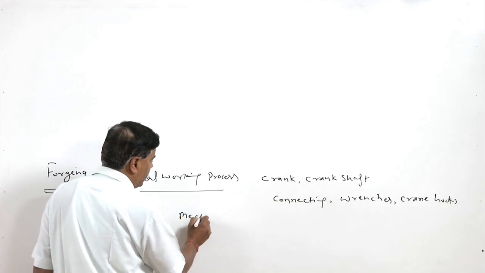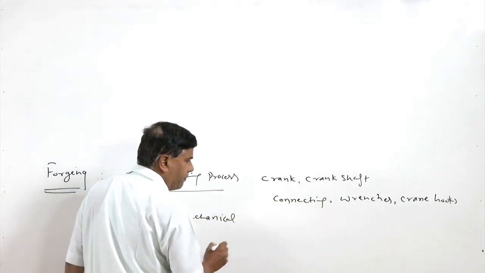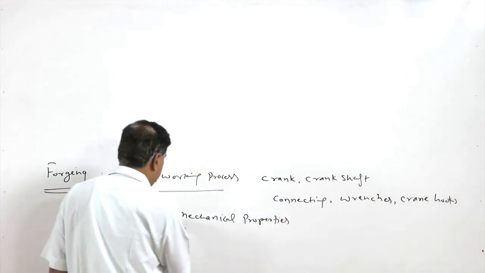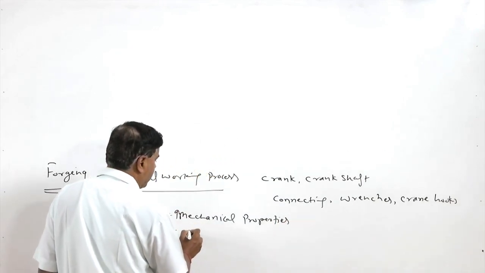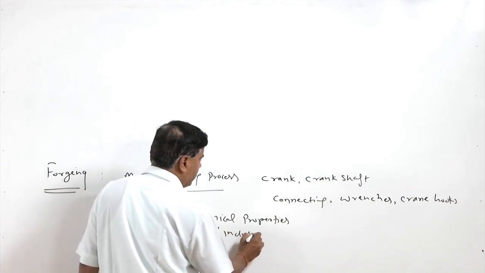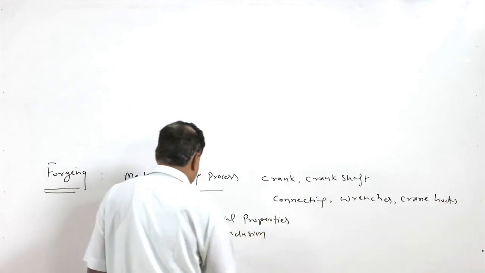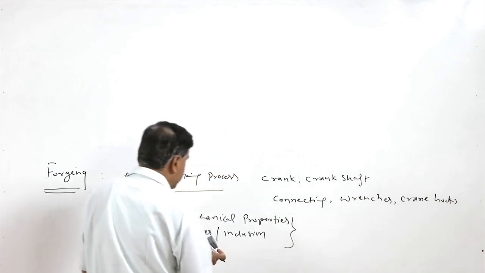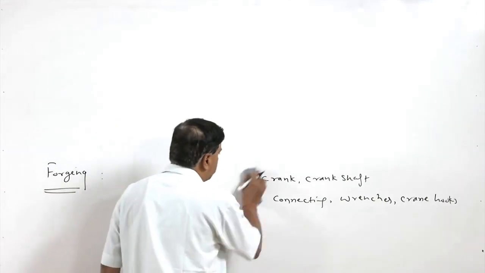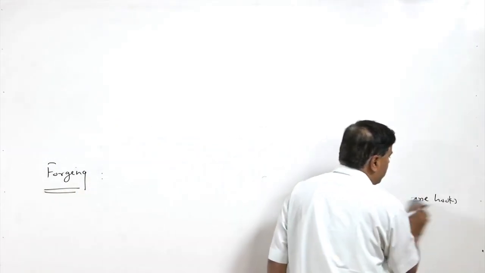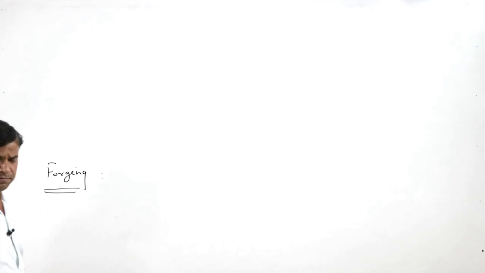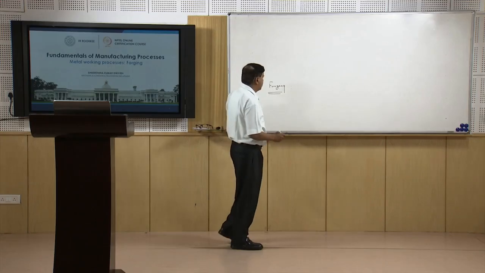The advantage is that it improves the mechanical properties and results in very sound and dense products. So, along with improved mechanical properties, pores and inclusions, if they are there, are closed and homogenized. So, it improves the density and the soundness of the products made by the forging process. We will first go through the basic approaches used in the forging process, and thereafter we will talk about the different types.